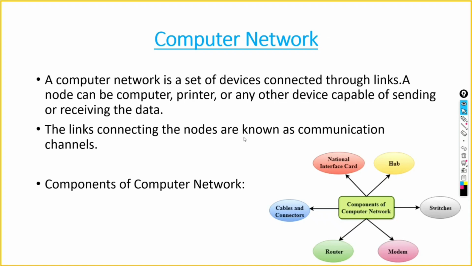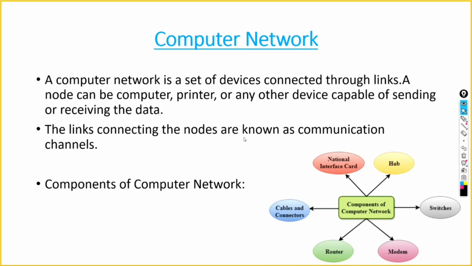This is what I told you. And the links connecting the nodes are known as communication channels. So let's assume you have two computers, and these two computers need to be connected. They will be connected through a cable. So two devices, two computers, when they are connected through a cable, form a computer network.